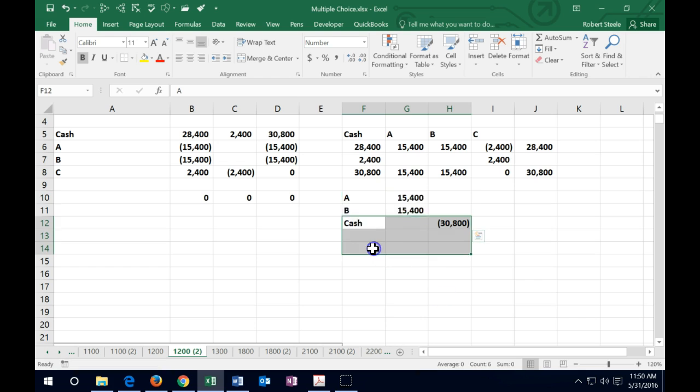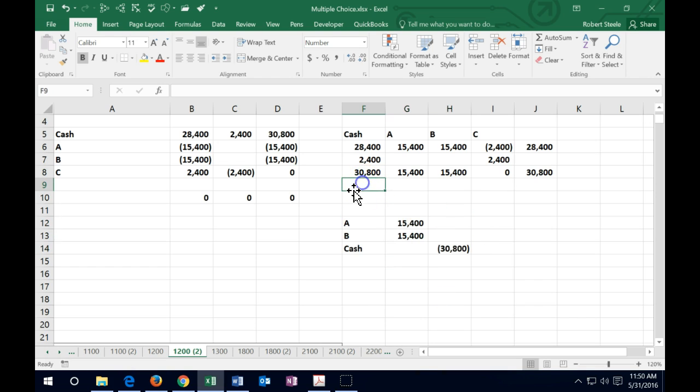Now, if we looked at that in terms of a table, then of course cash is going down to 0, 30,800. We don't really see the debits and credits here. A is going to go down to 0, 15,400 capital account. B is going to go down to 0, and C didn't have anything in there in the first place, and that of course makes everything go to 0. That closes out the company.